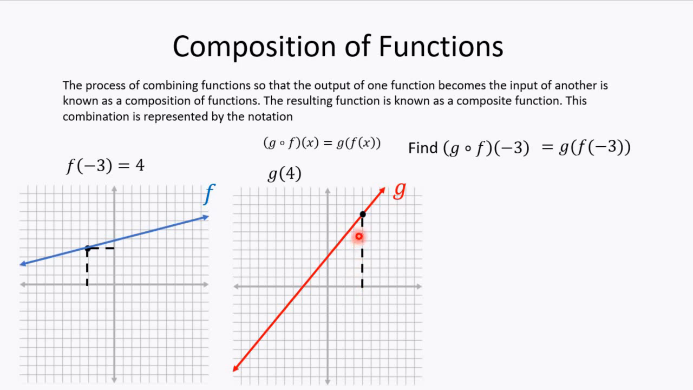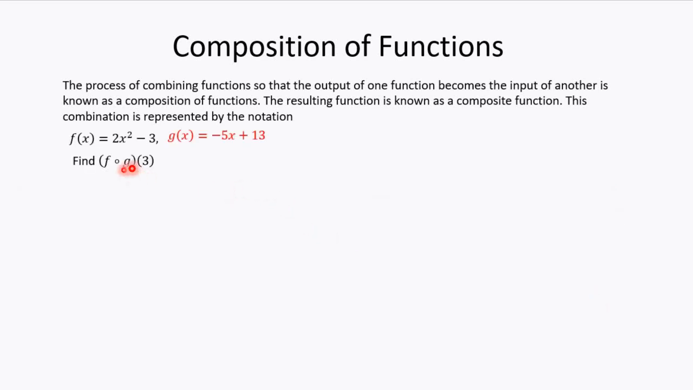Then from 4, I'm finding the associated ordered pair, and then finding the Y value of that ordered pair. And it turns out the Y value of that ordered pair is 8. So the g of 4 is 8, meaning that the g of the f of -3 is 8. So here we have two expressions, two functions.